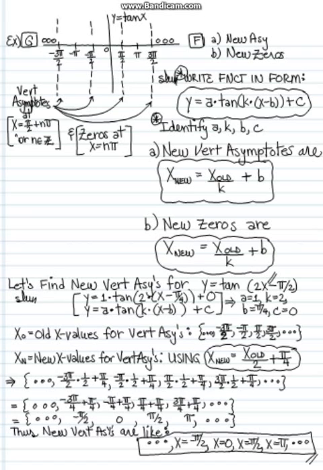It's x new equals x old divided by the k value plus b. I'm sorry, those are the new zeros. The new asymptotes are x old divided by k plus b. Oh, it's the same thing. Oh my goodness, didn't even notice that. It's exactly the same procedure to find the new vertical asymptotes and the new zeros. You just start with a different old value each time.